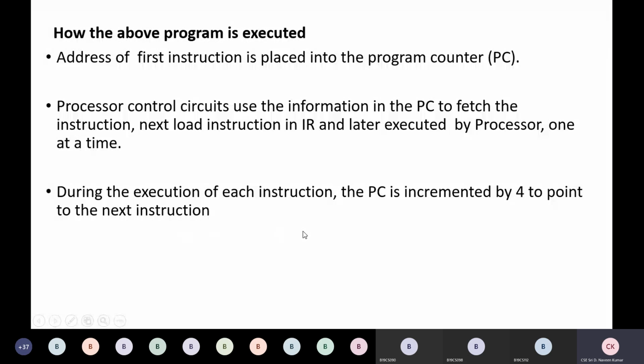That's what we had discussed. So remember, PC will be incremented based on the word size. Here my word size is 32, so 32 means 4 bytes. That's right, plus 4. Done.